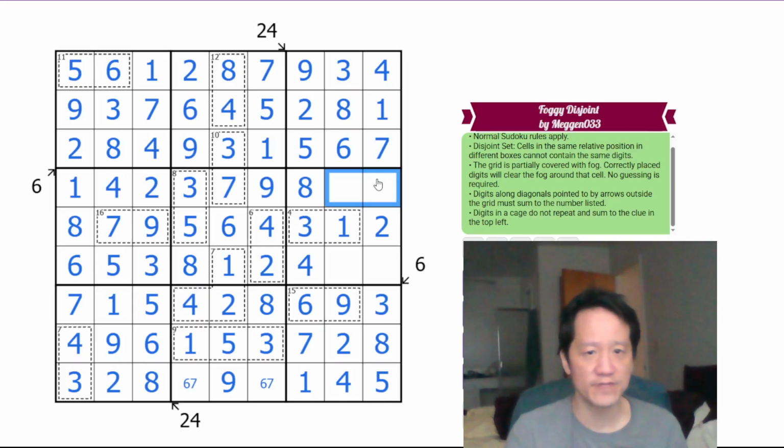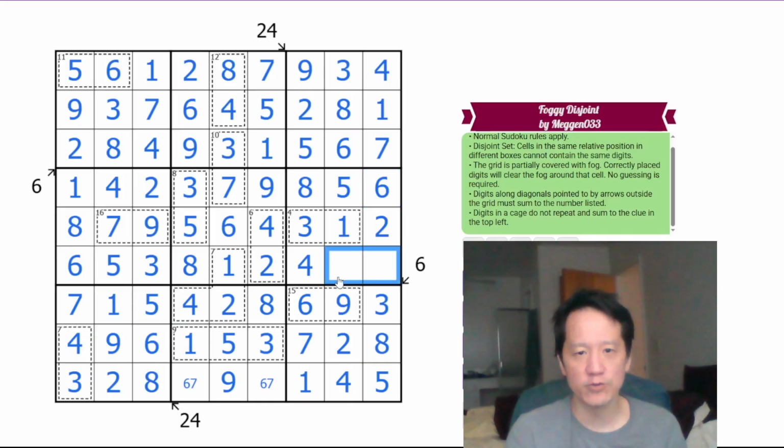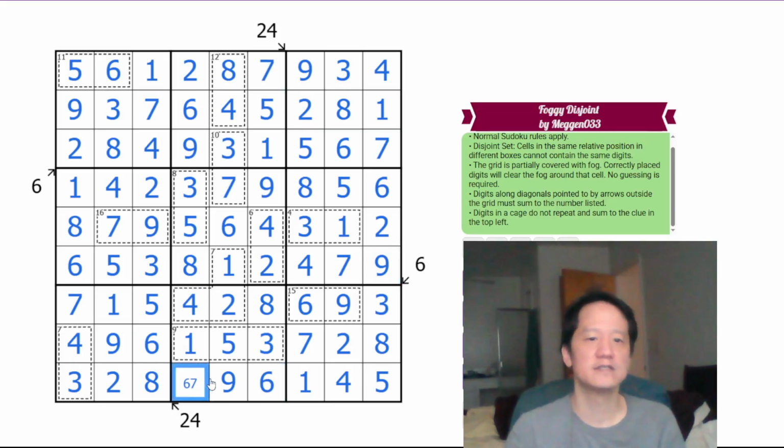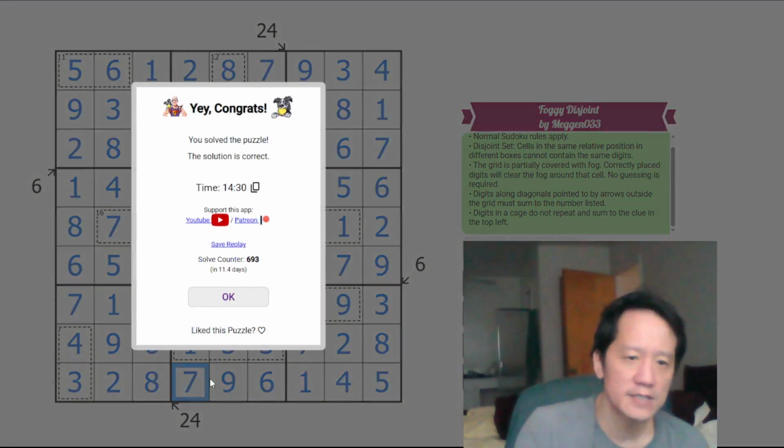Remaining digits here are 5 and 6. This can't be 6, so this must be 5, which makes that a 6. And the remaining digits here are 7 and 9, so this is 7. This is 9. This can't be 7 because of that 7, so this is 6, and that's a 7. And that's how you solve it.